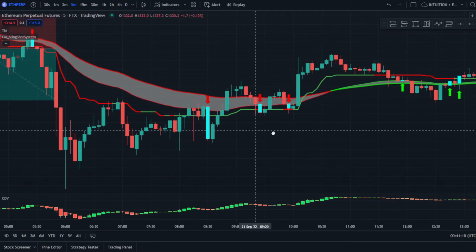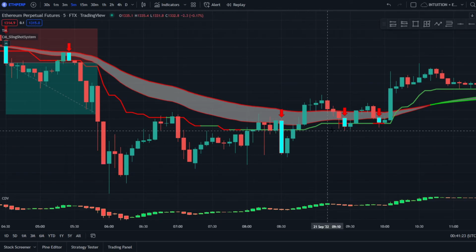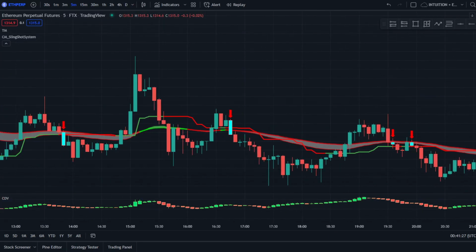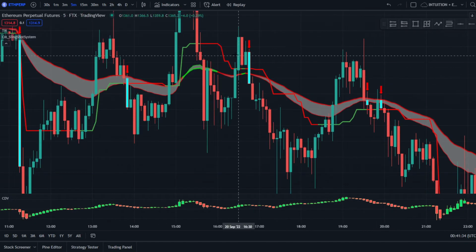So another valid position here. You can see that we have a red signal, but the trend magic is green, so we are not taking that signal. So right here we have not a signal as well, even though everything suits the condition. You can see that the candle is not breaking below the trend magic, so it's not valid.